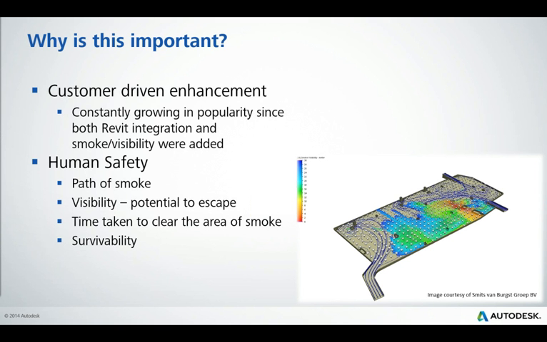I guess from my point of view, it really focuses on human safety. It would enable us to look at the path of the smoke from a fire, and the visibility of a person from different points in the model. That tells us how far that person can see and whether they can see a sign that will help them to escape. If we're running a transient model, we'll get an idea of the time taken to entirely clear the area of smoke, giving us an overall understanding of the survivability of the fire.